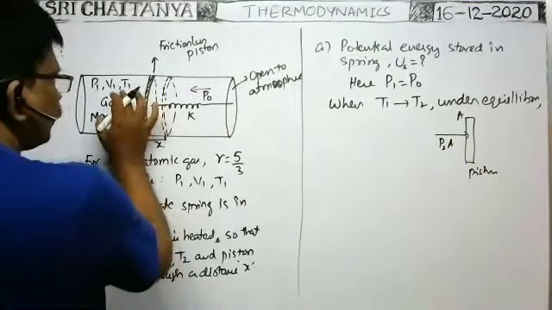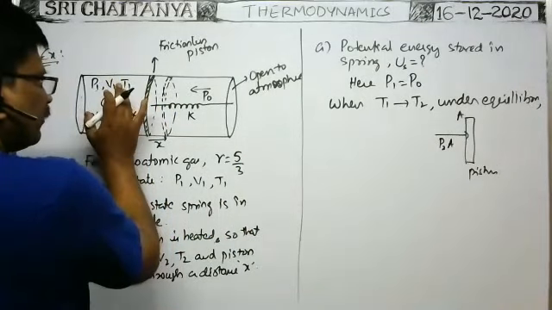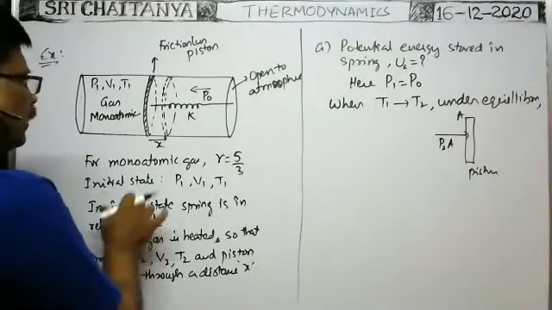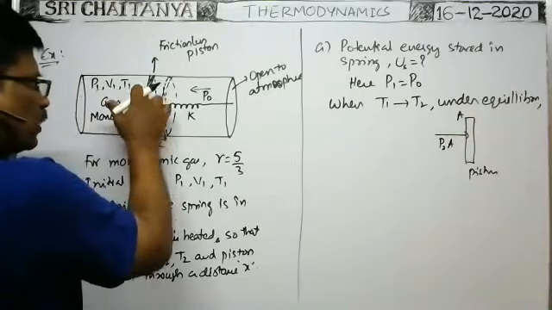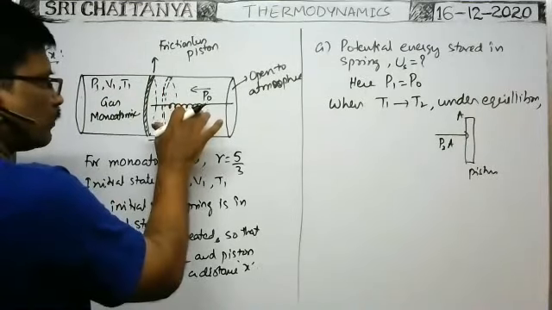At temperature T2, suppose the pressure of the gas inside is P2. Because of this pressure P2, the force due to pressure P2 acts on the piston outwards.